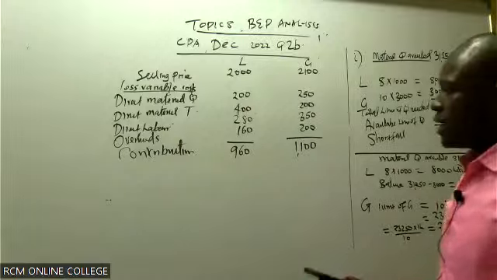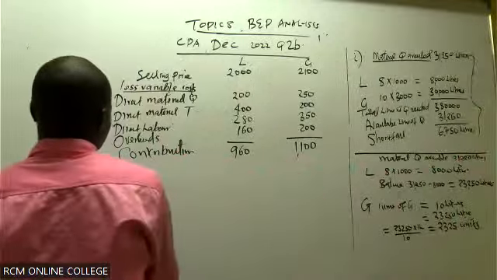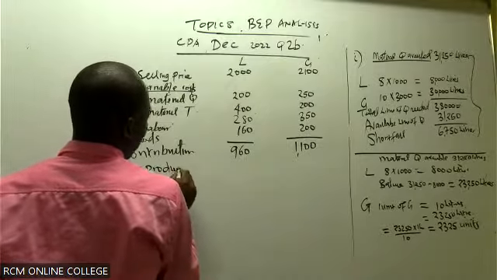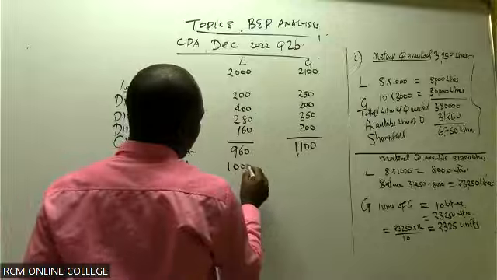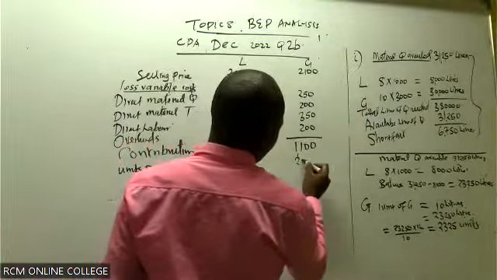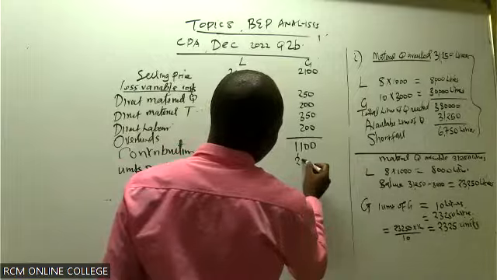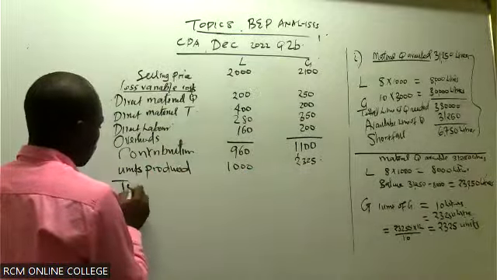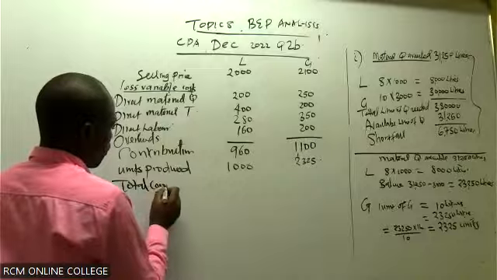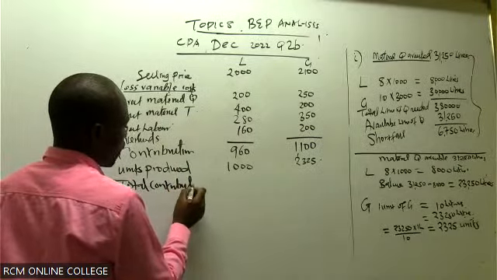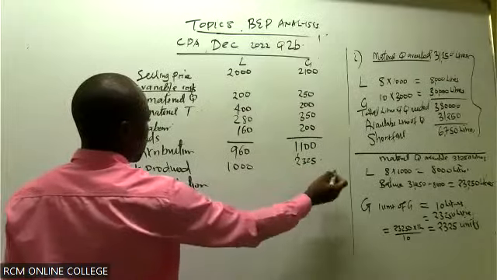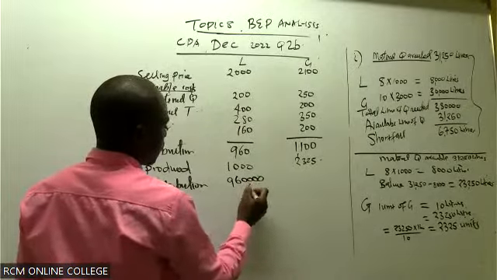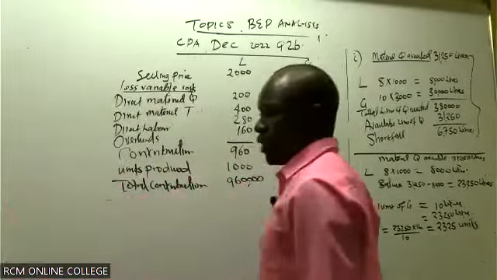So having done that, let me bring in the units produced. They managed to produce 1,000 and 2,325. Total contribution. Somebody to calculate for me the contribution for this one here, because this one I can get. Ya huku ni ngapi? Contribution ya huku.